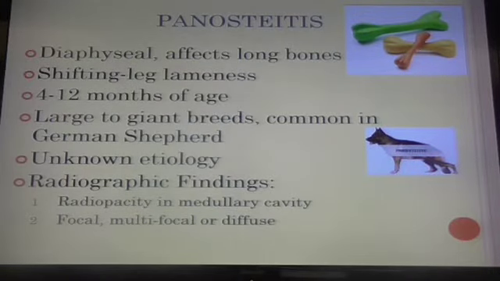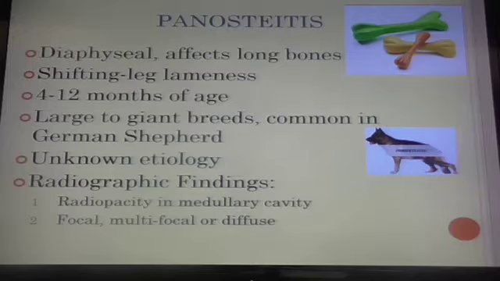Panosteitis. You can diagnose panosteitis just from the history. Shifting leg lameness. What does that mean? It just shifts from one leg to the other. They come in for the appearance of a lameness one day, you send them home, they come back, and it's in another leg. So what does that tell you?